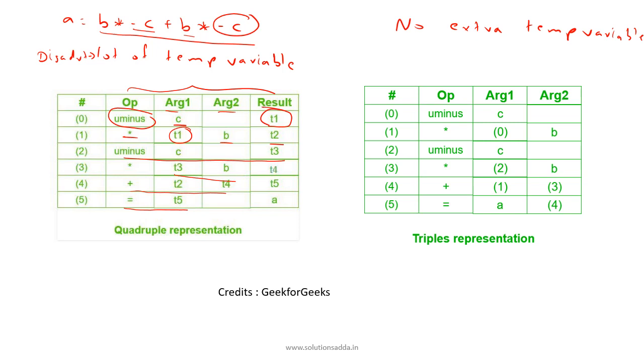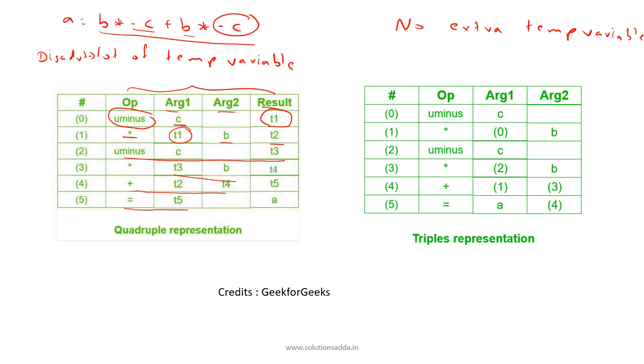Instead, when a reference to another triple value is needed, a pointer to that triple is used. So we are using a pointer to the triple to make the access. The difficulty is temporaries are implicit and it is difficult to rearrange. That is one major disadvantage, but space is highly utilized.